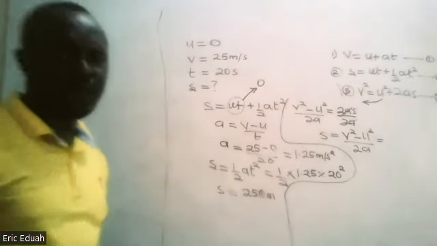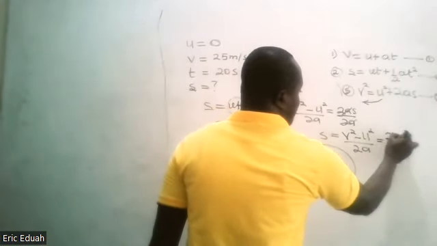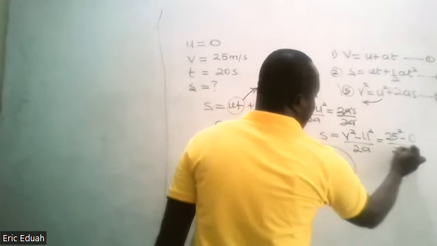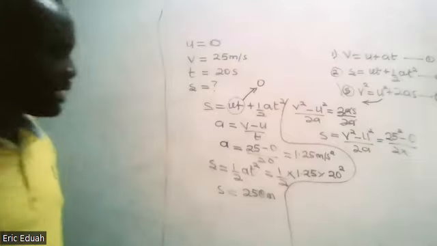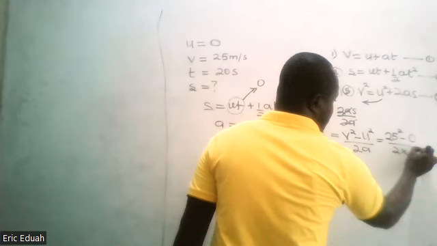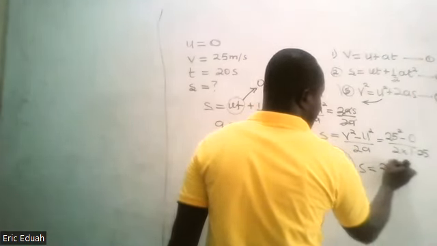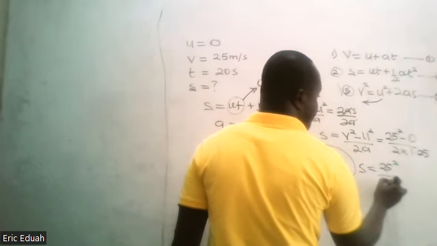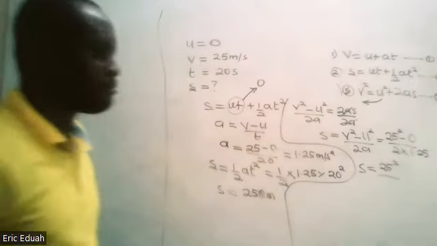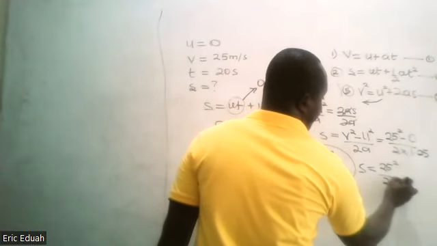You have u, you have v. So substitute your values. V is 25, minus u is 0, divided by 2 times acceleration. Because you already have the acceleration, just go ahead and substitute it. 1.25. So s is equal to 25 squared over 0.5, 2.5, isn't it?